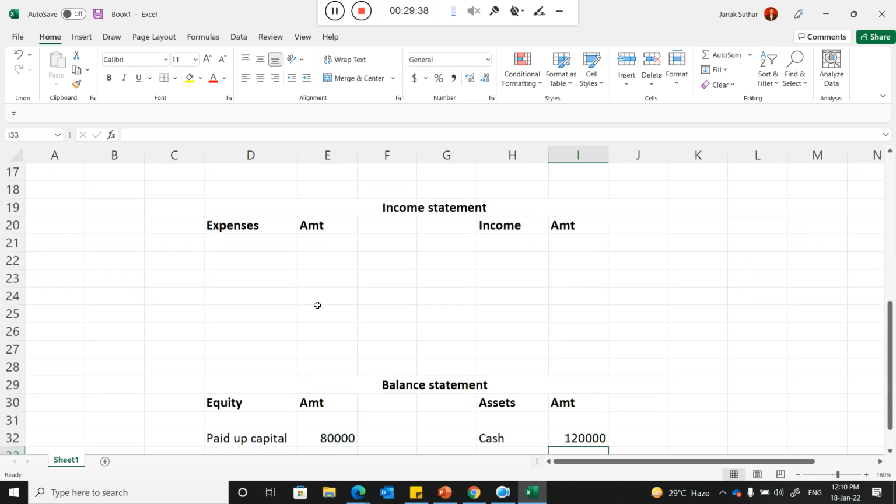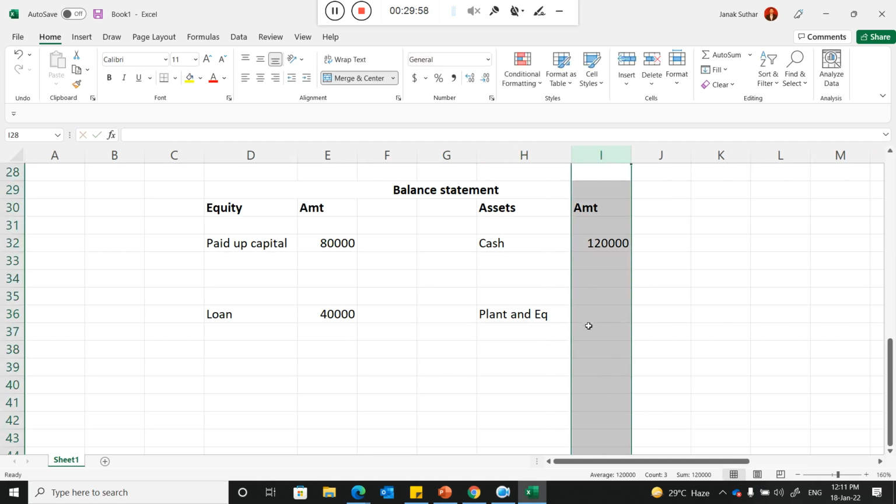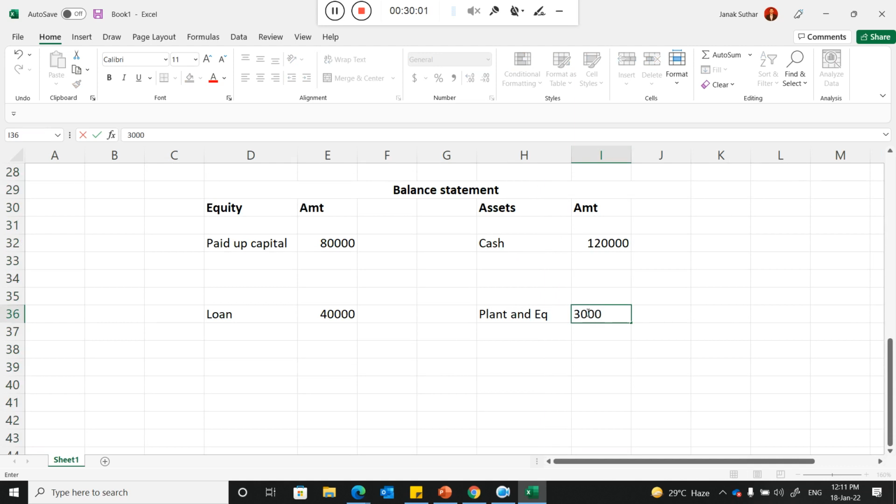What is the third point? Plant and equipment, that is the asset of that particular company, right? So write down here how much plant and equipment. Okay, I write here the plant and equipment. The cost is I think 30,000. So 30,000 is cost. I have 1,20,000, but after that I invested 30,000 in the plant and equipment.